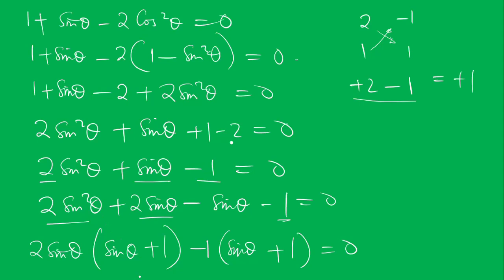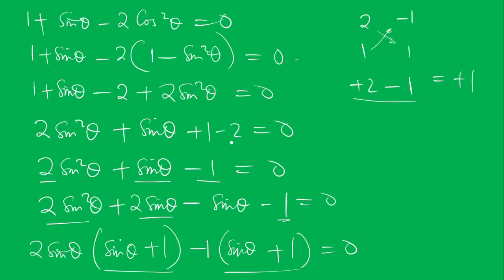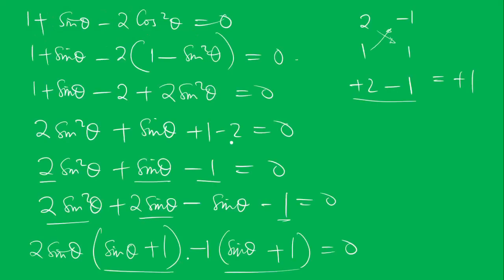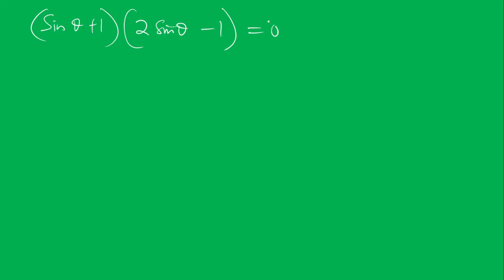So that is it. Now, when you look at it again, sine theta plus 1 is common. So you eliminate that common factor, sine theta plus 1. At this term here, you have 2 sine theta. Now, for this other term, if you remove the common factor, you have minus 1, which is equal to 0. So if the product of these two gives you 0, that means either sine theta plus 1 is equal to 0 or 2 sine theta minus 1 is equal to 0.